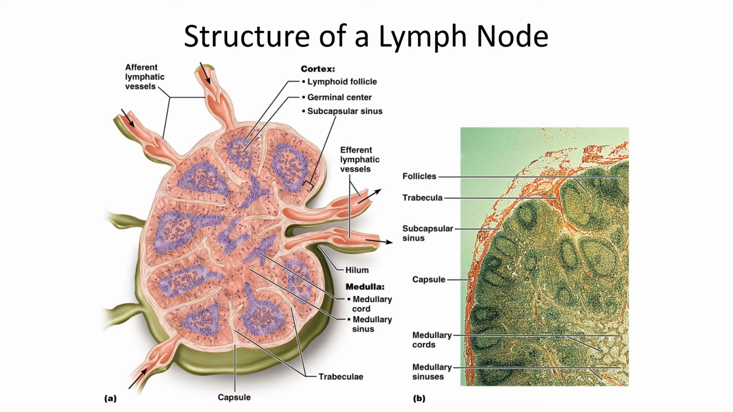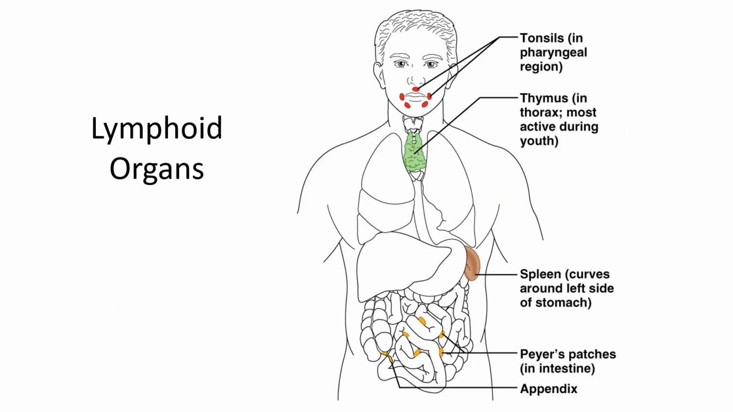Remember again, there is no dedicated pump in the lymphatic system. We don't have a heart like we see in the circulatory system. There are several larger organs that are associated with the lymphatic system. First of all, we have tonsils, we have the thymus, we have the spleen, and we have Peyer's patches. There's also extensive lymphatic tissue associated with the appendix, as we will discuss.